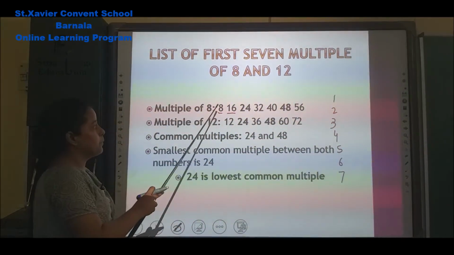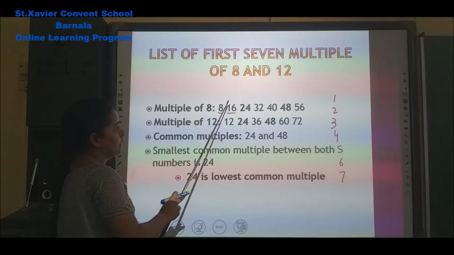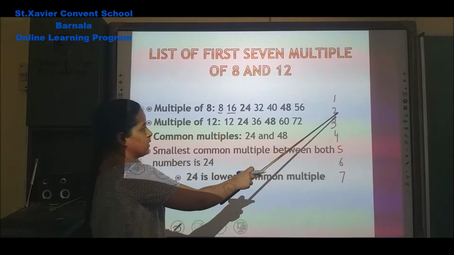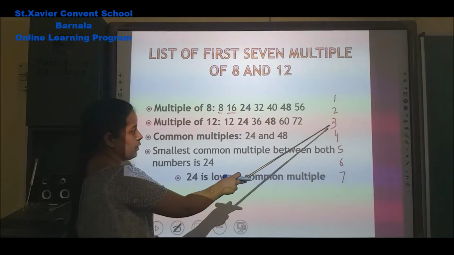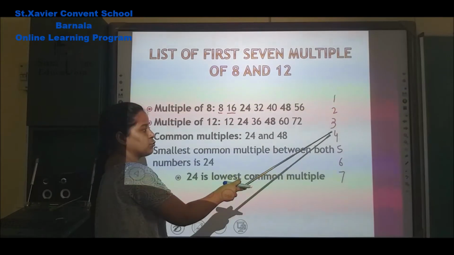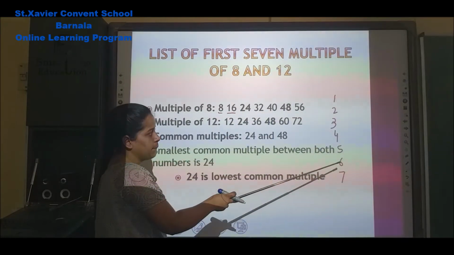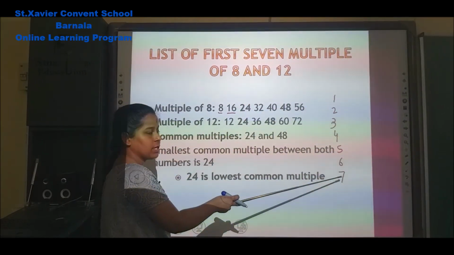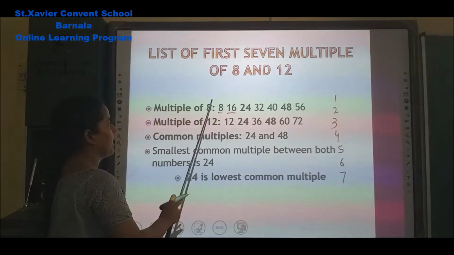So first we multiply 8 by the first counting number. 8 multiplied by 1 is equal to 8. 8 multiplied by 2 is equal to 16. 8 multiplied by 3 is equal to 24. 8 multiplied by 4 is equal to 32. 8 multiplied by 5 is equal to 40. 8 multiplied by 6 is equal to 48. 8 multiplied by 7 is equal to 56. So these are the multiples of 8.